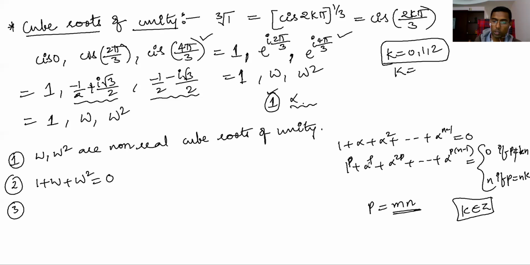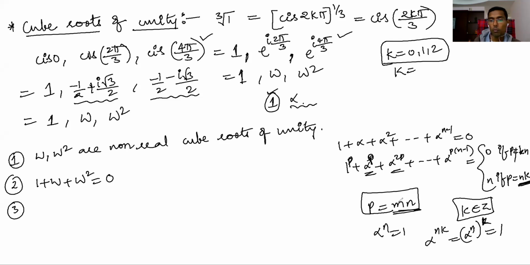So what does multiple mean? If you put nk or kn in the place of p, this is going to be 1, because alpha power n equals 1. Yesterday I showed alpha power n, whole power k, this is 1. So that is how you get it. If p is a multiple of n, n is the answer. If it is not a multiple, then this is 0.